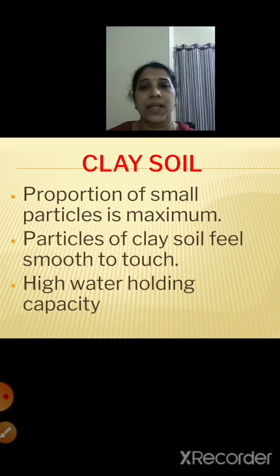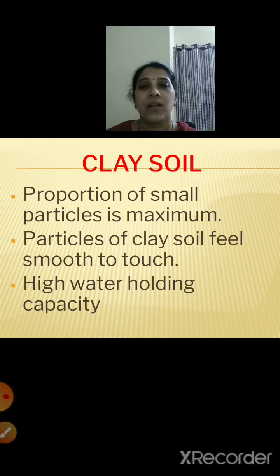Next is the clay soil. Now in the clay soil, the proportion of small particles is maximum. That is, the small particles are more, and the particles of the clay soil feel smooth to touch.